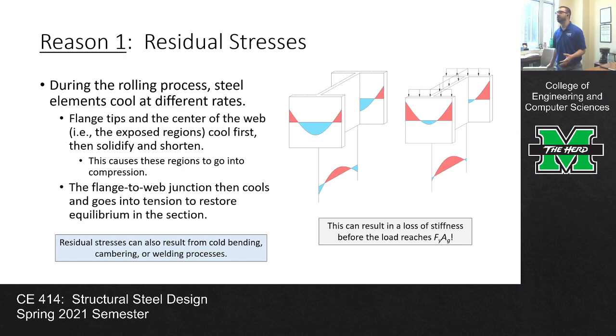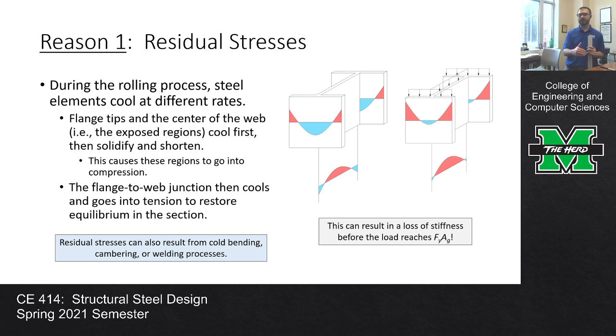Now, you can get residual stresses from other things. The general definition of a residual stress is any stress that's locked into a product from the manufacturing process. So you can get it from welding, from cold bending, from cambering. You can get residual stresses and strains locked into a section from that manufacturing process. We never really worried about that for tension members because we assume for gross section yielding and net section fracture, we blow through all that. But we're not talking about yielding and fracture of tension members. We're talking about compression members.